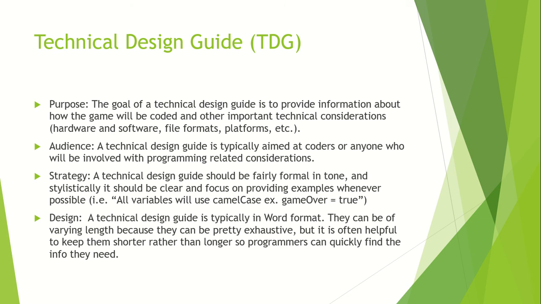Strategy, these tend to be very formal. Stylistically, they should be clear. And I usually tell people in my production class, try to give examples whenever possible with these. Try not to just give a text description, but try to actually put in the code that you're talking about. And it doesn't have to be all the code, because putting in all the code would probably get too much. But if you say something like all variables will use camel case, then give an example of what camel case is so you can be sure everybody on the team knows what that means.